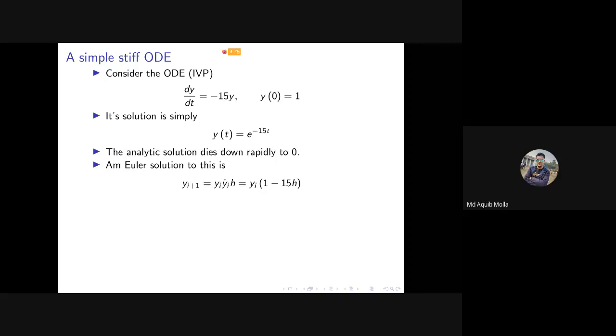1 minus 15h whole to the power n. Yeah. So basically it's going to form a GP, right? Geometric progression. And will this geometric progression die down to zero, which the actual solution does? No. No. Why do you say no? Can you explain that?